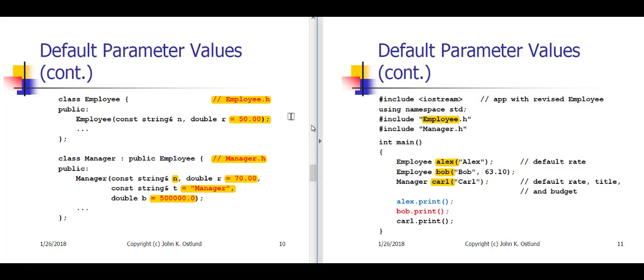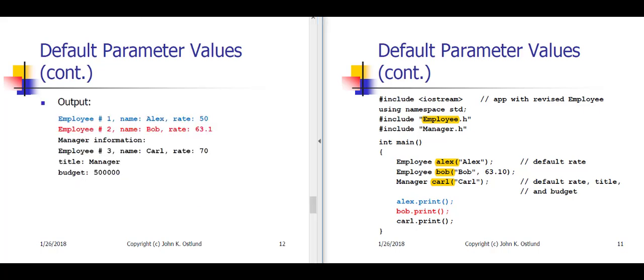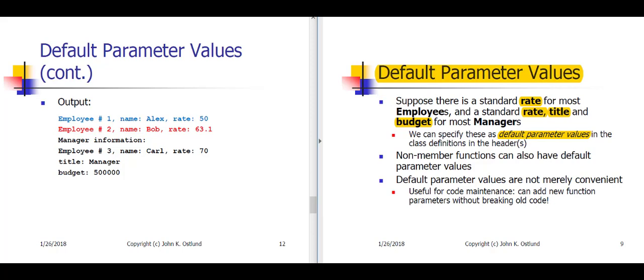When I then call the print functions on these three objects, Alex, Bob, and Carl, as we see here on slide 12, Alex's rate is 50, which is the default value. Bob's rate was 63.1, which is the special value that we specified. And for Carl, we have the default rate of 70, the default title of manager, and the default budget of $500,000. Okay, let me back up to slide 9 for a moment.